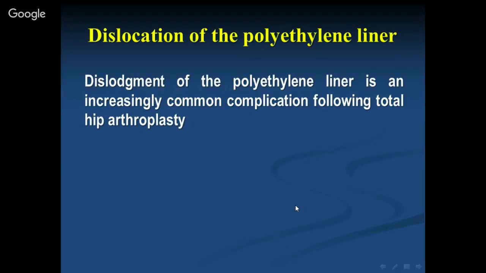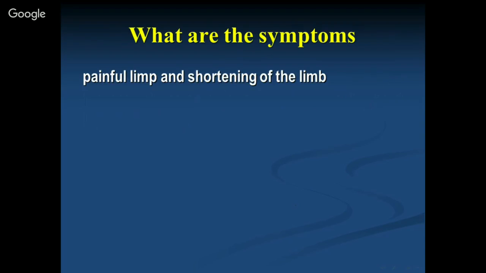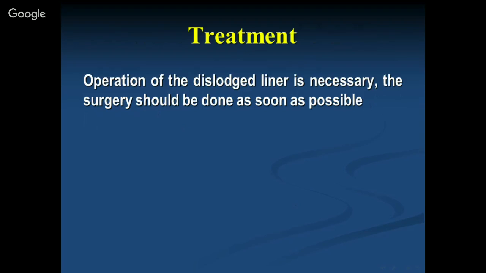Dislodgement of the polyethylene lining is an increasingly common complication following total hip arthroplasty. So what are the symptoms? Painful limb and shortening of the limb. Treatment: operation to revise the dislodged liner is necessary. The surgery should be done as soon as possible.